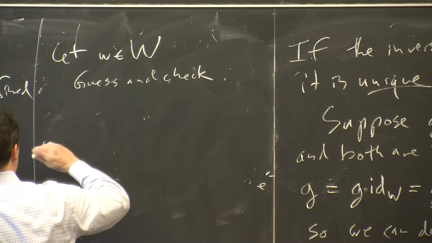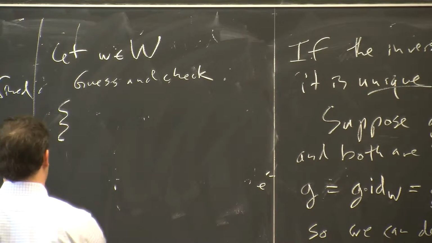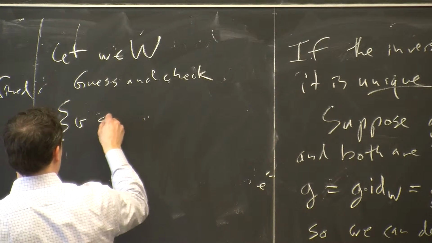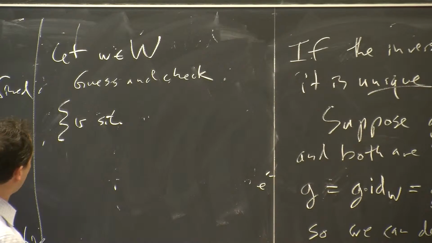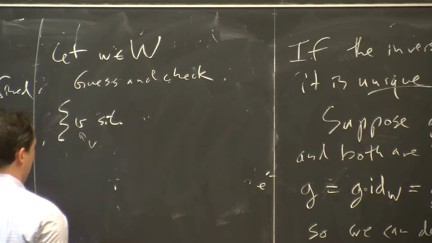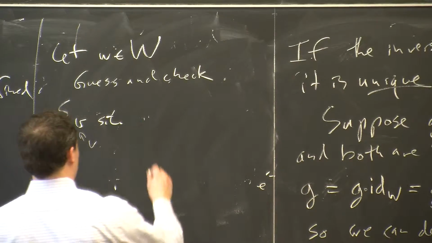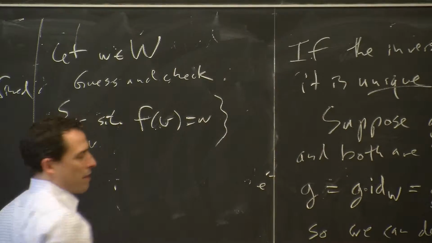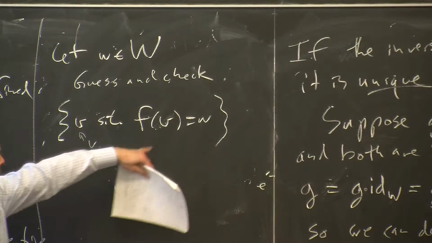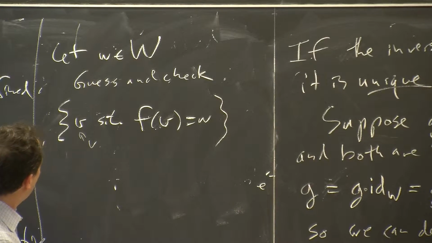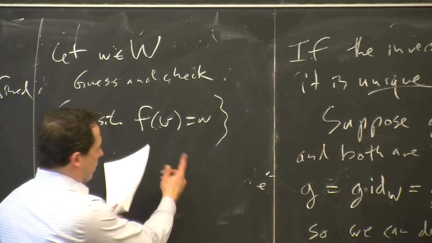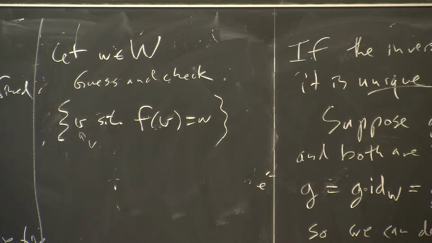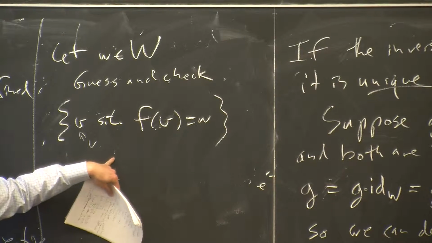So first consider the set of all vectors v in V, for a fixed w, such that f of v is equal to w. So this set is the preimage of w according to f. In general, this is a set. In fact, it's a subspace. But I would argue that in this case, if f is both injective and surjective, the set has only one element.